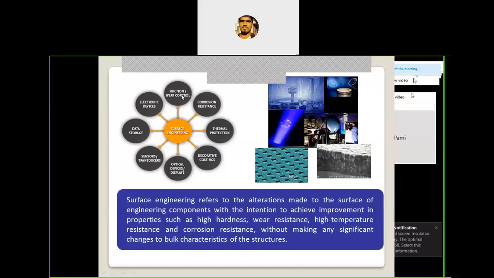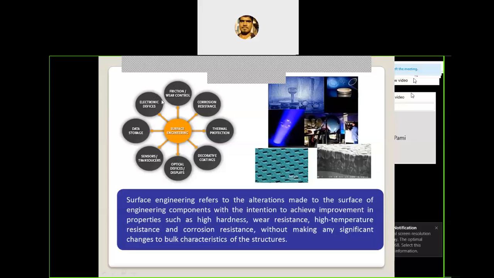Correct? The same thing here. If we make a very smooth, very fine surface, obviously it will reduce the friction. If it is a rough surface, then it produces friction. So it is always on the surface. Knurling is only made on the surface. Here, surface engineering is a very important factor. By using that, we can reduce the friction.